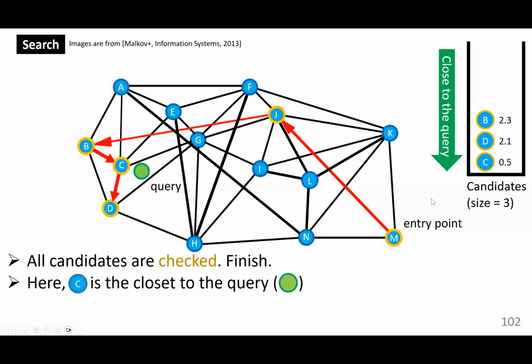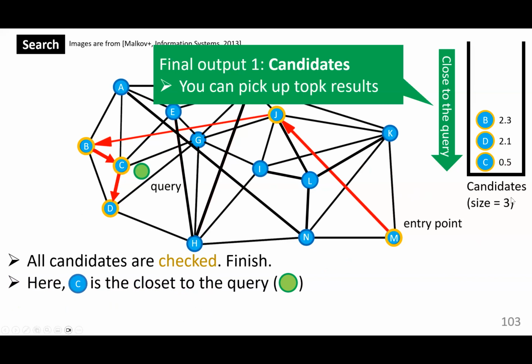In this case, C is the most similar one to the query, obviously, right? This C is the closest, and C is the best one in the candidates. Okay, so that's the search process. You guys follow that? I spent quite a lot of time to create and describe these things, so please enjoy.